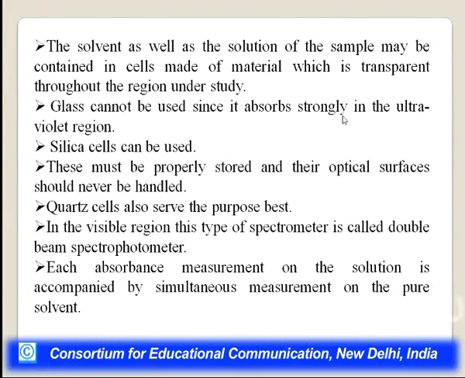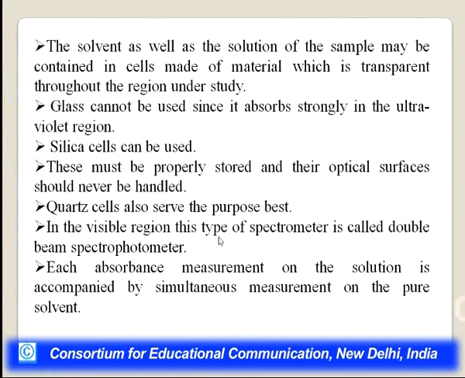If it absorbs itself, then how can you deduce the structure of a particular organic compound? It will interfere in the structure of the organic compound. So you have to take a material which should be transparent throughout the UV visible region particularly. Glass cannot be used because it absorbs strongly itself in the ultraviolet region. So what can be used? Silica cells can be used. These must be properly stored and their optical surfaces should never be handled carelessly, or we can say with hands. Quartz cells also serve the purpose best.